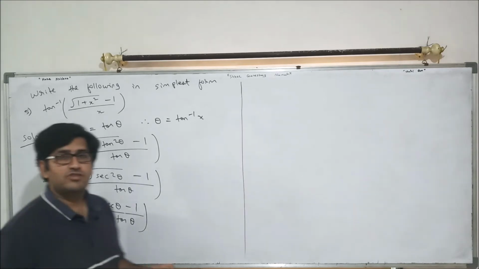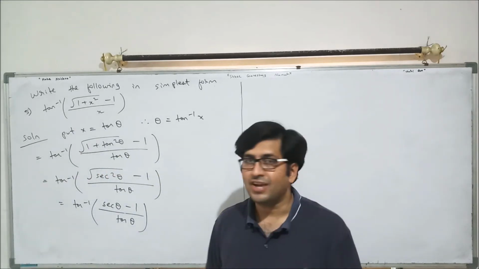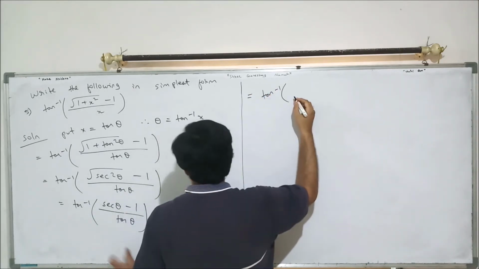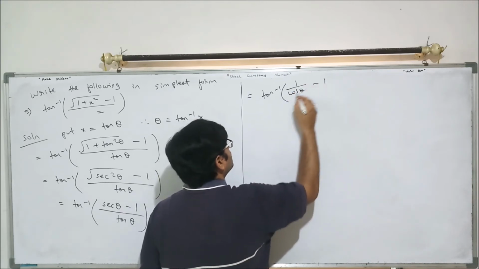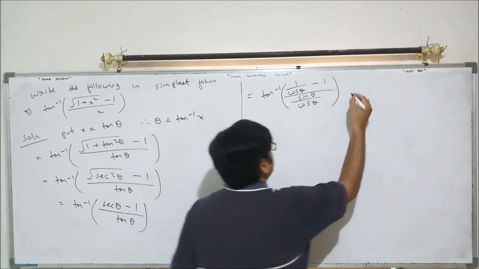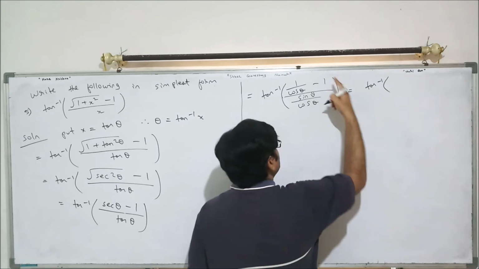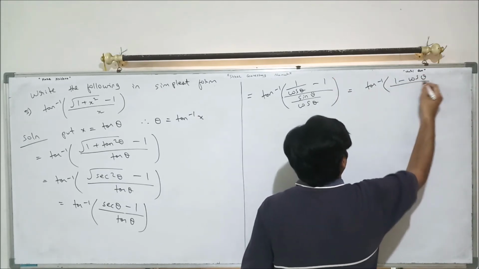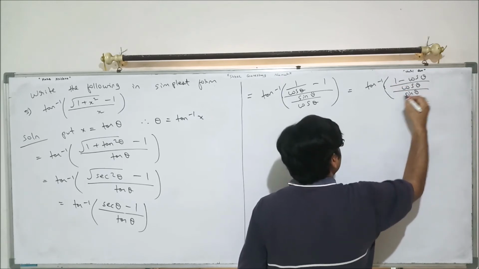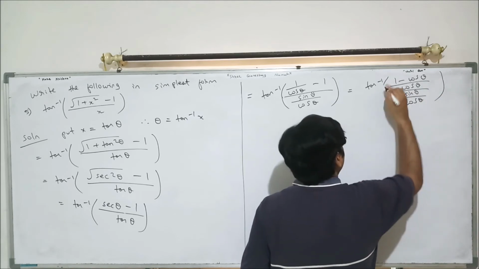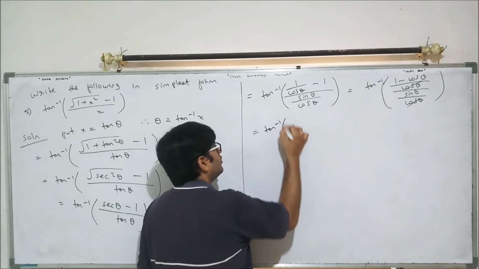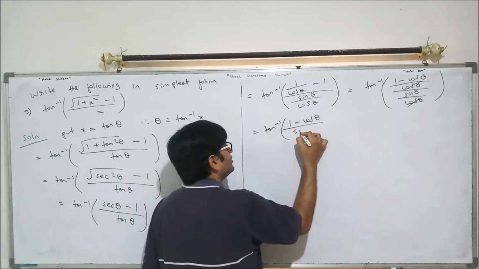To further simplify, we can substitute sec theta is 1 upon cos theta and tan theta is sin theta upon cos theta. So let us see what we get. We are going to say tan inverse of 1 upon cos theta minus 1, upon, in place of tan theta we are writing sin theta upon cos theta. If you simplify further, we get tan inverse of, take LCM over here, so you get 1 minus cos theta upon cos theta, upon sin theta upon cos theta. So students, if you observe, what is getting cancelled here? cos theta and cos theta get cancelled, so we are left with tan inverse of 1 minus cos theta upon sin theta.